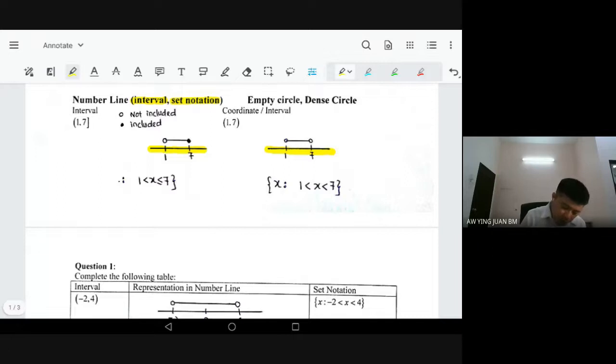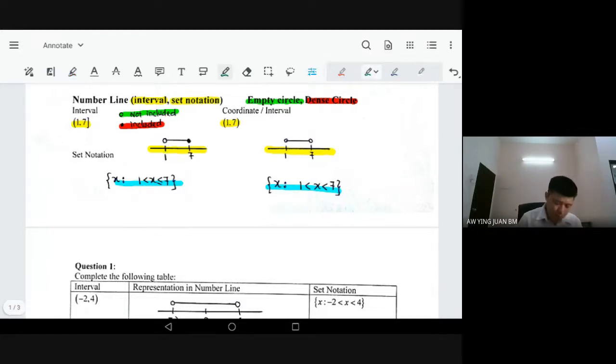So for example, this is what we call the interval. And then here we have the set notation. Yes, and below there are more examples. Continue. Empty circle means not included. Then we have the filled circle, included.